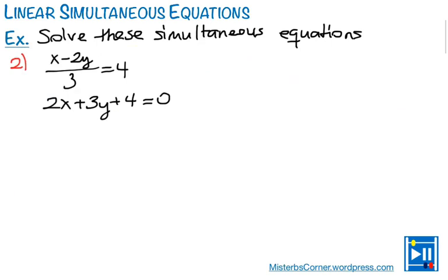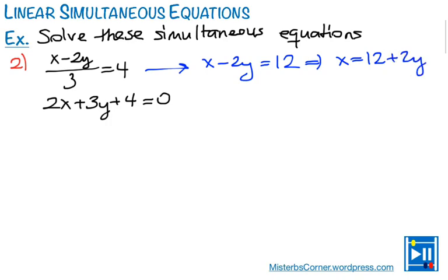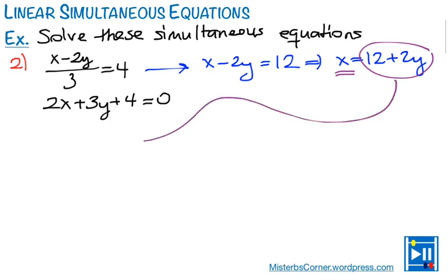Now again, this one needs a little bit rearranging. I'll start with the first one. Now that's going to be x minus 2y equals 12 when I multiply both sides by 3. And this looks nice in the sense that I could go like x equals 12 plus 2y. Now this expression here is a nice one. It doesn't involve fractions, so I can, instead of x, substitute this expression into my second equation. So I'm going to use the substitution method here, right?